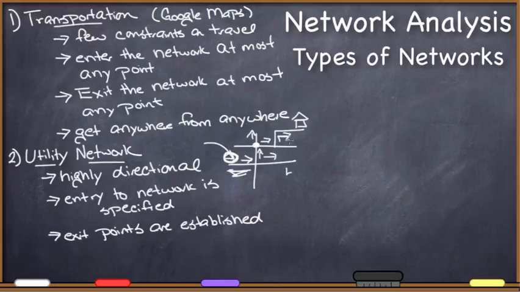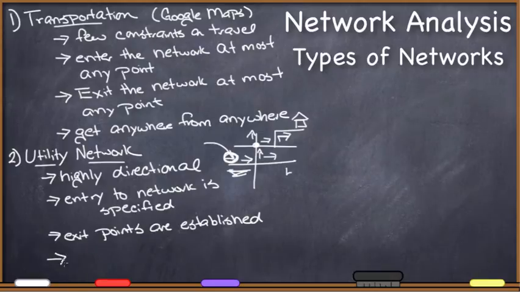Where can water leave? Well, the water can't leave this network wherever it wants. There have to be defined places that are deliberately set up in order to remove water from the network, such as different houses or office buildings. So the exit points are established as well.